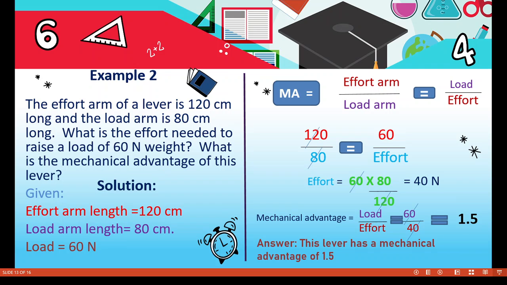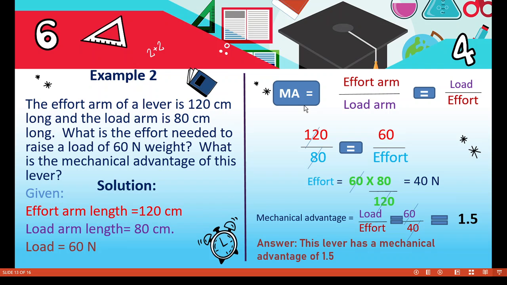Okay, so what is the formula needed to find the effort? Look here, the given data are effort arm length is 120 centimeter, load arm equals 80 centimeter, and the load is 60 newtons. So load is nothing but a force. So unit of force is Newton. So simply from the symbol of the unit we can identify which one is an effort or which one is an effort arm.